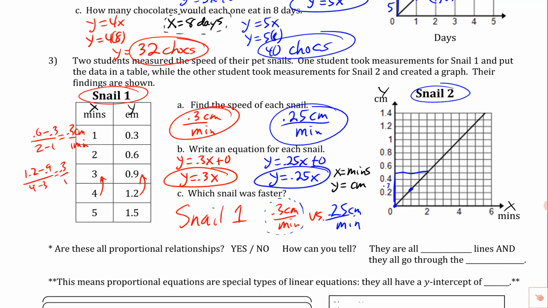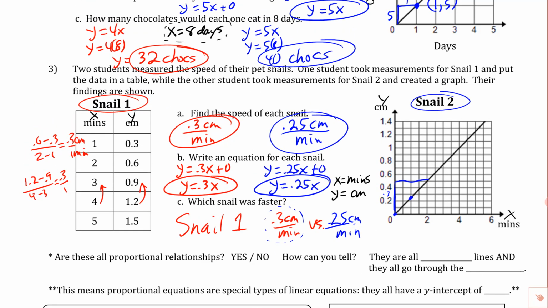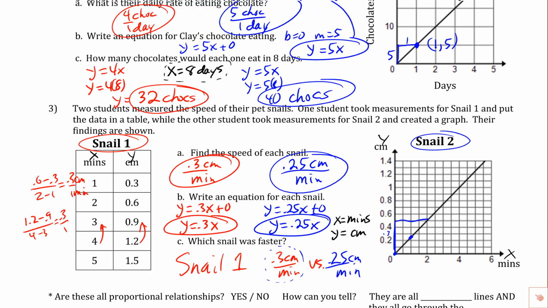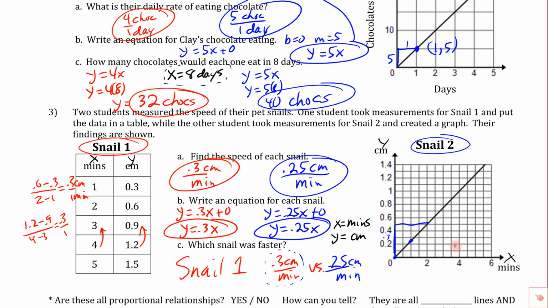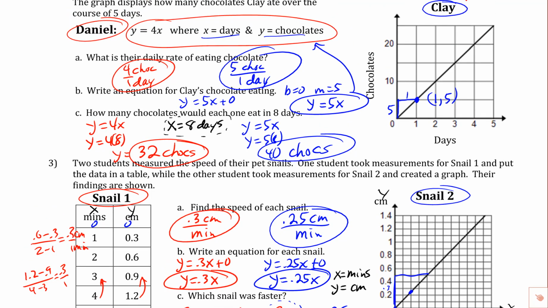Okay? Now, it says are all of these proportional relationships. So let's take a look at these. Every single one of these is a proportional relationship. You can tell based on the graph that every one of the ones where we had a graph, those are proportional. And you can also tell because they have the same rate. And if we stop this guy at the starting line, we would have the point 0, 0. He couldn't go anywhere if we didn't give him any time to do that.